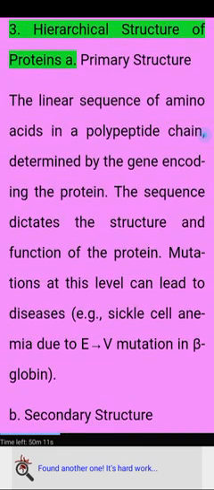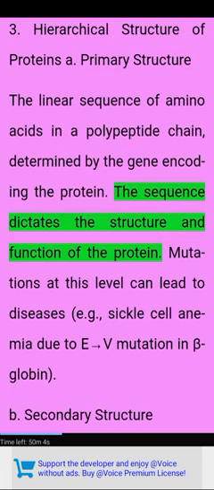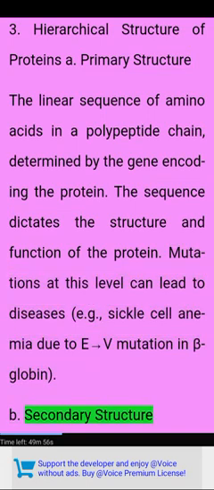3. Hierarchical structure of proteins. A. Primary structure. The linear sequence of amino acids in a polypeptide chain, determined by the gene encoding the protein. The sequence dictates the structure and function of the protein. Mutations at this level can lead to diseases, e.g., sickle cell anemia due to an E to V mutation in beta globin. B. Secondary structure.